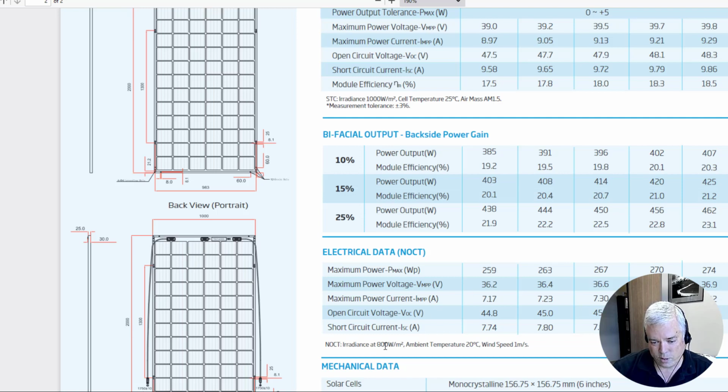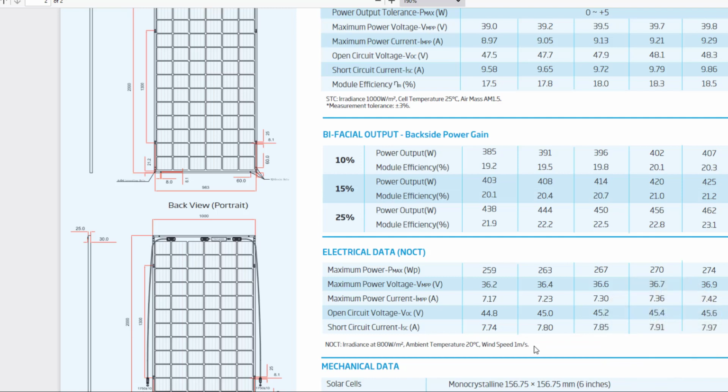and the irradiance that they use is 800 watts per square meter, which is not as bright, and they actually bring it down to 20 degrees Celsius. So they must be taking an average between summer and winter and figuring out what's realistic on average. Yeah, they also show a wind speed here of 1 meter per second, because the wind speed can cool the modules also.